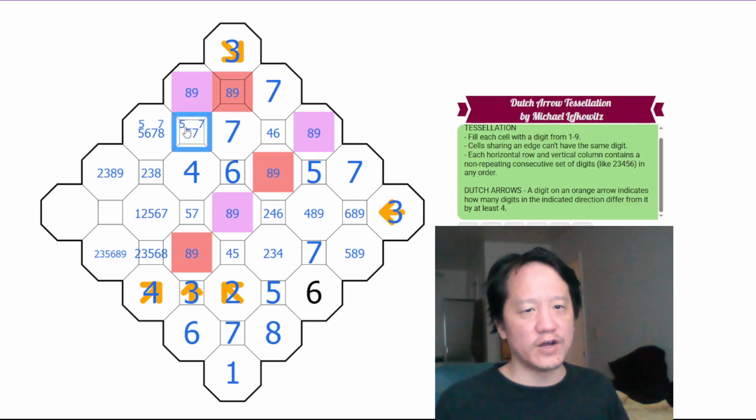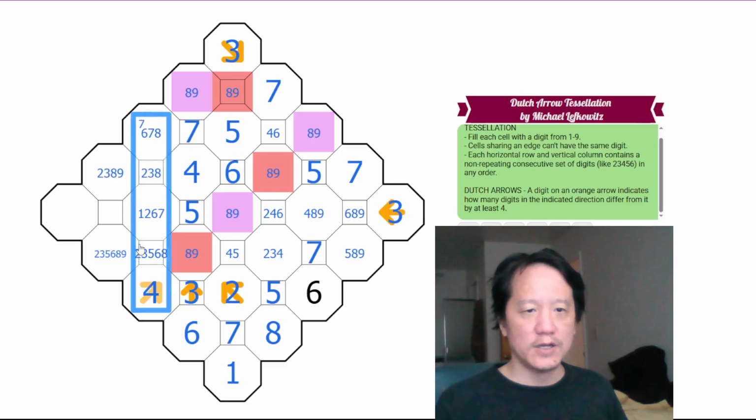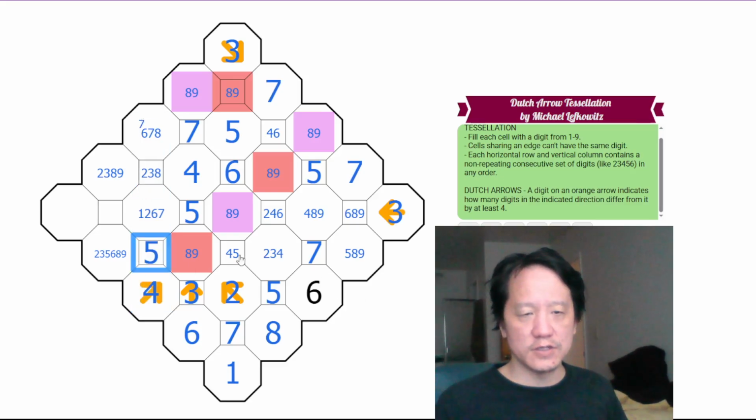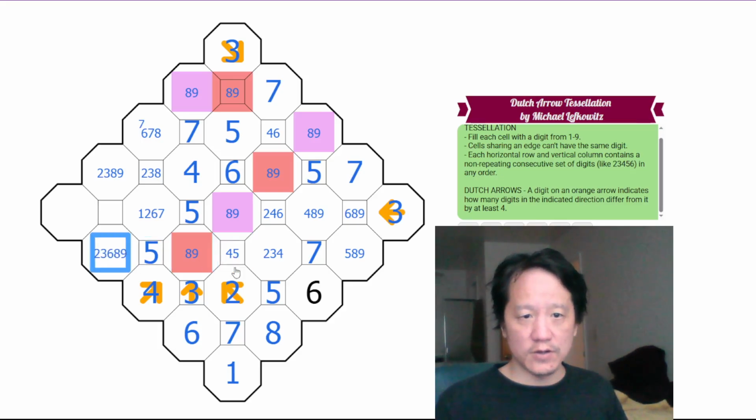So this is 5, that's, oops. This is 5, that's 7, which makes that 5. So 5 cannot be here, 5 cannot be here. Where's 5 in column 3? It has to be here, guaranteed. So this is 5, which eliminates 5 here. It eliminates 5 here. This is 4. There's no more 4 here because of 4 in the row.